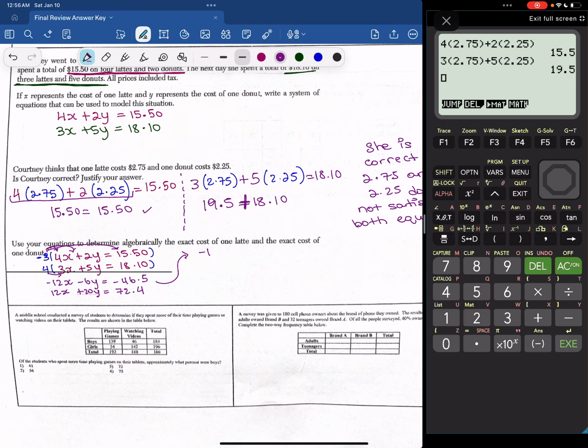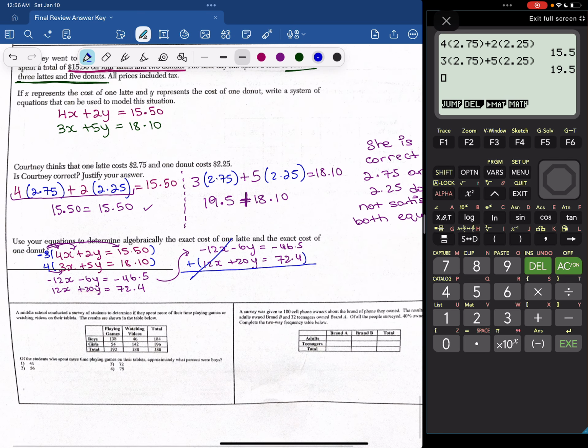So -12x minus 6y is equal to -46.5, and 12x plus 20y is equal to 72.4. Now we're just going to add both equations together. -12x plus 12x is going to eliminate. -6y plus 20y is just going to be 14y. And -46.5 plus 72.4 is 25.9.